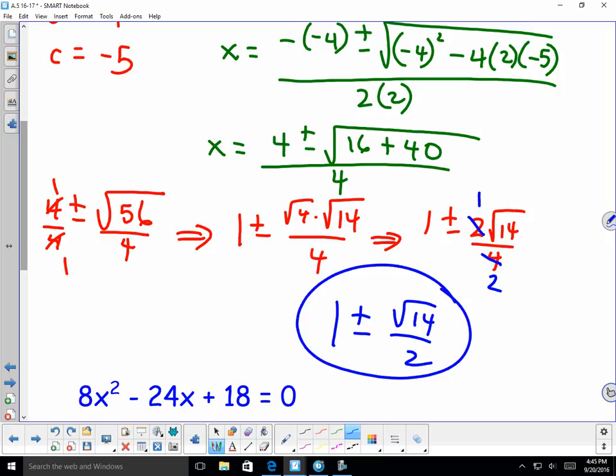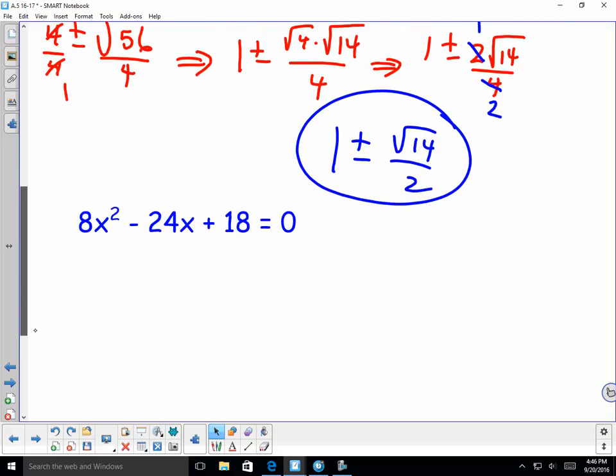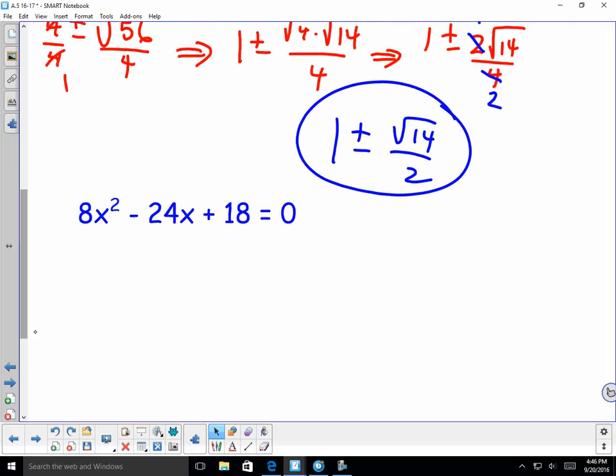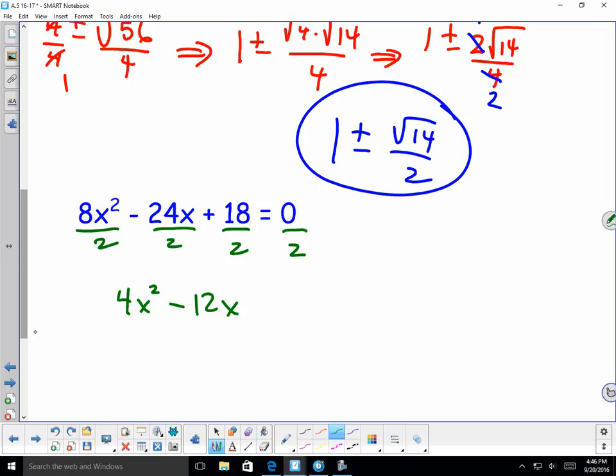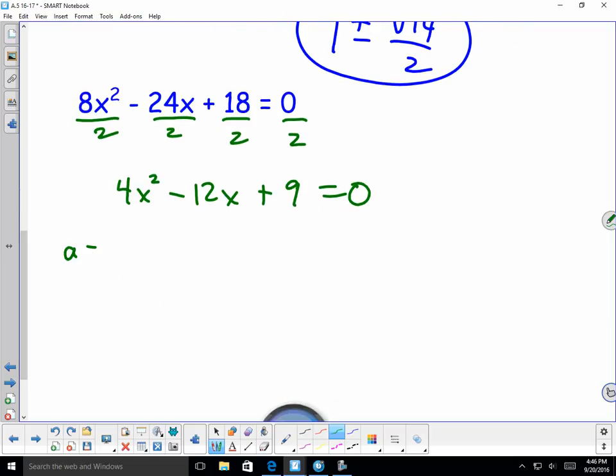All right, and then how about this example here? I'm solving 8x squared minus 24x plus 18 equals 0 using the quadratic formula, but I think I can make my problem a little easier by dividing everything by 2, because 2 goes into all of these numbers. I get 4x squared minus 12x plus 9 equals 0. Now I'm going to use that same formula. In this case, my a is 4, my b is negative 12, and my c is 9.